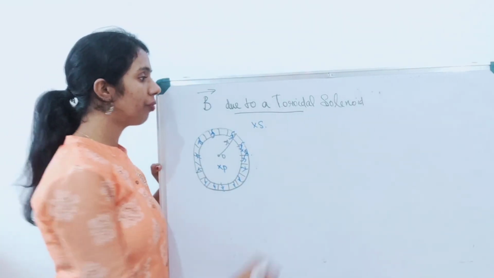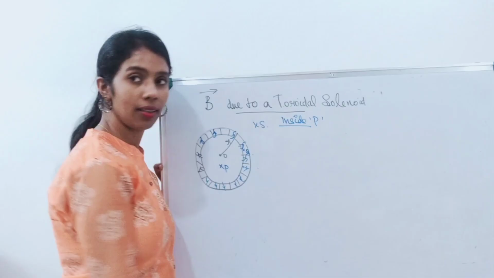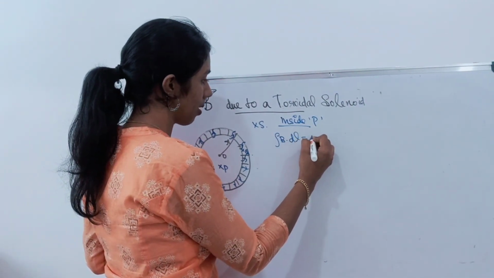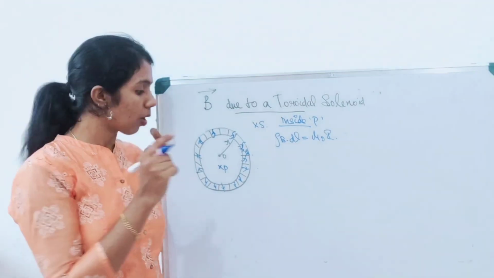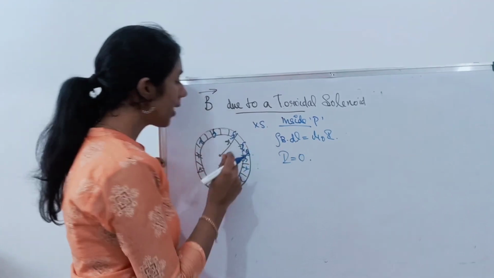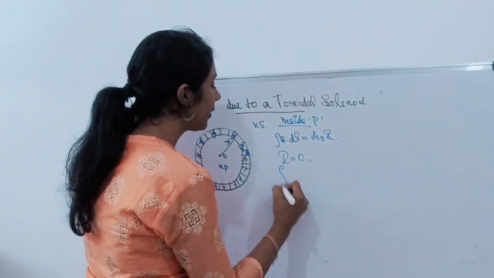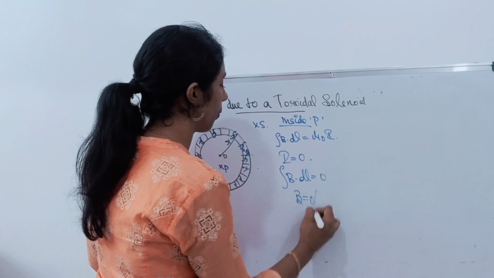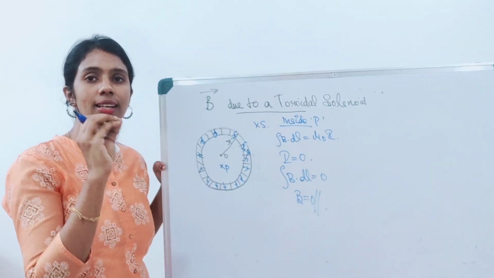First of all, we will consider the point inside the toroid, that is point P. Applying Ampere's circuital law, integral B dot dl is equal to mu 0 I. Inside the toroid, that is, in the open space or open cavity of the toroid, current I is equal to 0. No current is passing through this open space. So integral B dot dl is equal to 0, or B is equal to 0. So magnetic field in the open cavity of the toroid is 0.